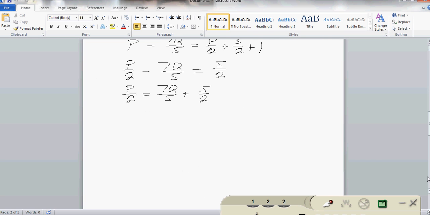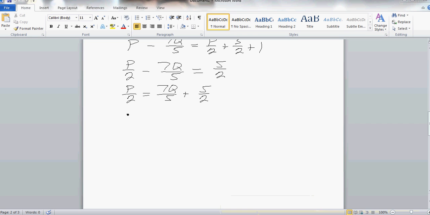And then finally multiply everything through by 2 to get rid of that 2 there. So that p equals 14q over 5 plus 5. And there is the answer. We have solved for p.